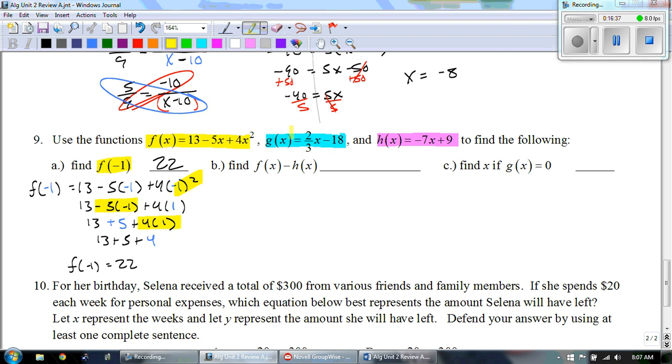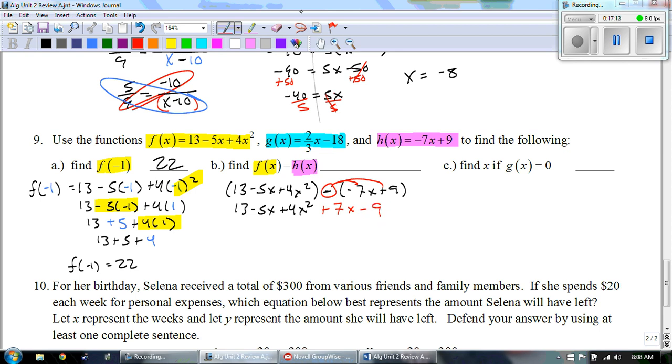Okay. So for B, we have f of x minus h of x. So f of x is the 13 minus 5x plus 4x squared minus h of x, which is -7x plus 9. Okay, so nothing really happens with my first set of parentheses. That stays the same. But on the back, we have to distribute a negative, so that turns to a positive 7x and a -9. And now we find like terms.